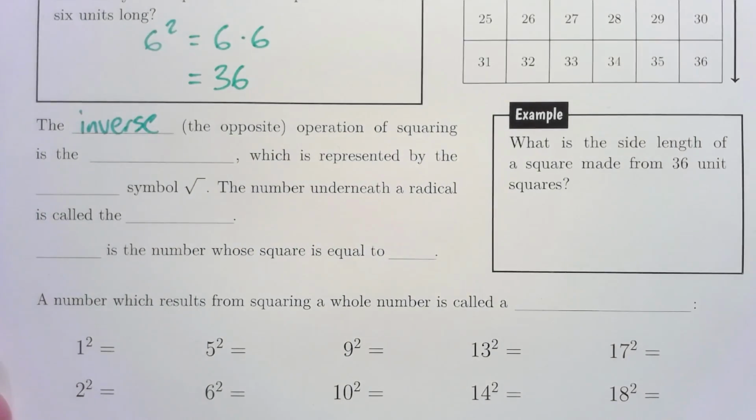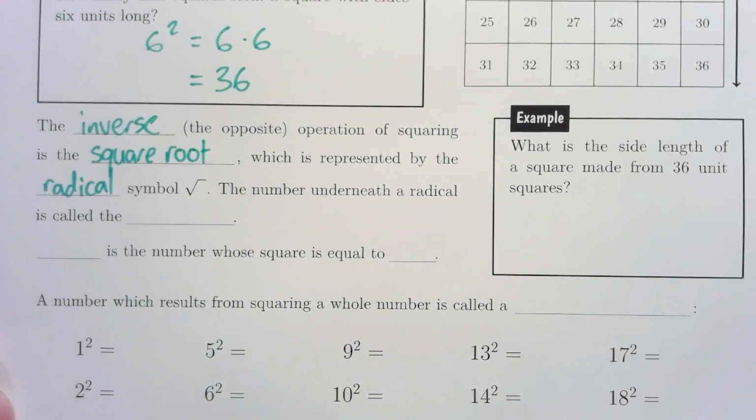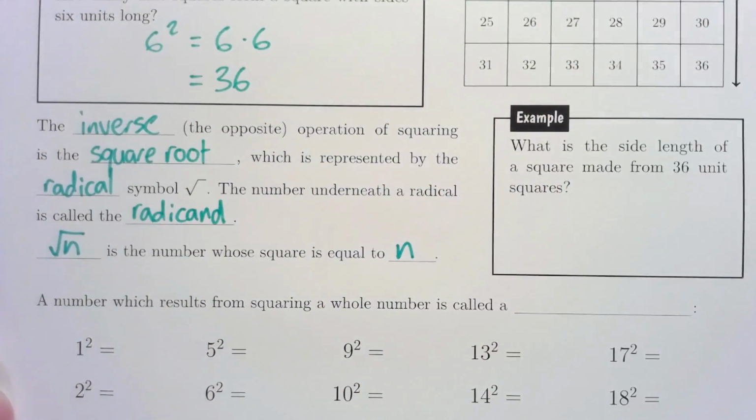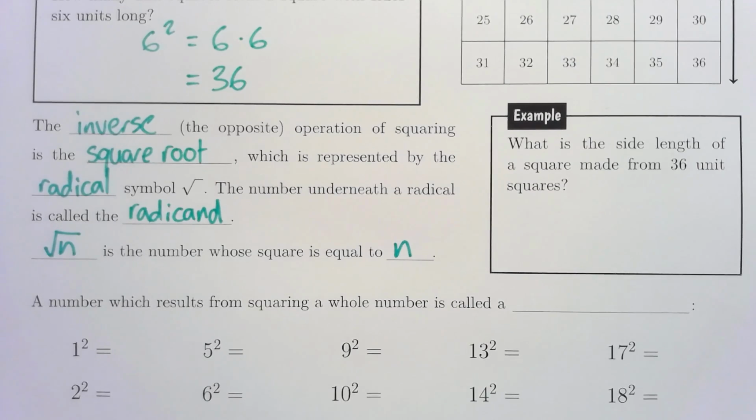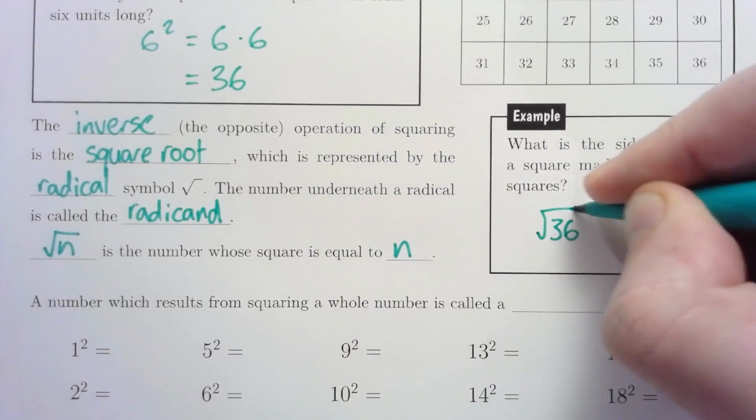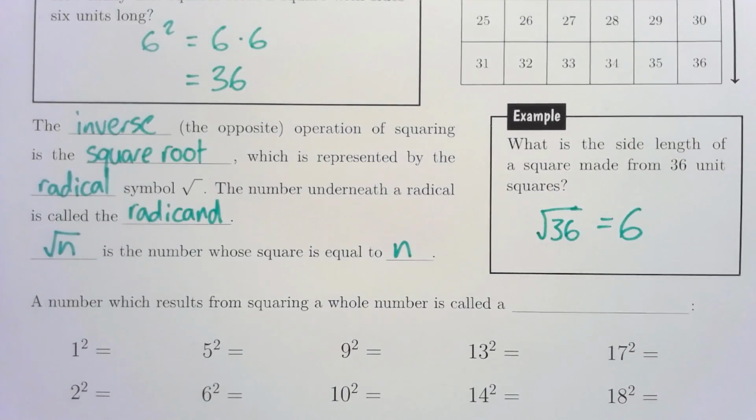Now the inverse, or the opposite, operation of squaring is the square root, which is represented by the radical symbol. The number underneath a radical is called the radicand. The square root of n is the number whose square is equal to n. So a square root represents the answer to the opposite question of what we asked before. So if we ask, what is the side length of a square made from 36 unit squares, the answer to that is the square root of 36, which equals 6.